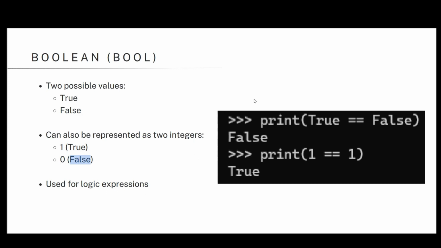So right here in this image, we can say print true is equal to false. We're looking at the logic here. True is equal to false. That's a false statement. So if we print that out, it's going to say false. Same thing here. 1 is equal to 1. That's a true statement. So if we print that out, it's going to say true.